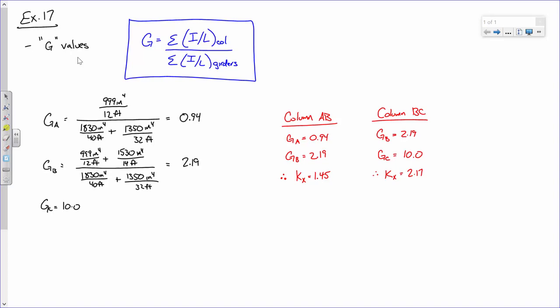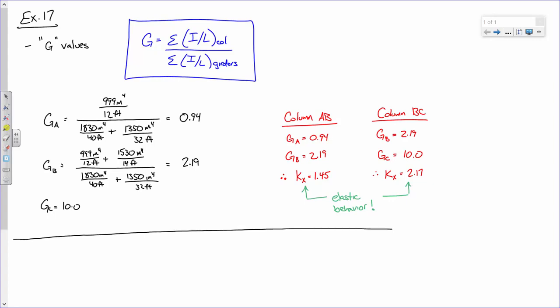Now, everything that we've done, I want to be absolutely crystal clear on this. These both assume elastic behavior. Okay. So what we're now going to do is consider inelastic behavior. The way that's going to work is we're going to take into account some properties associated with each column.